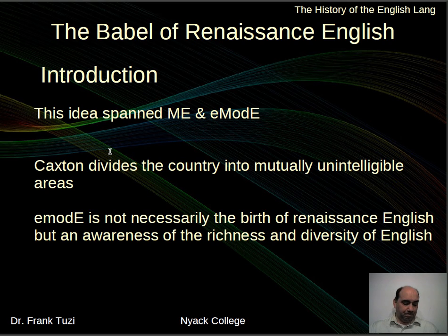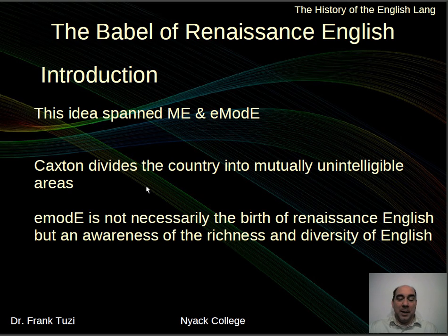Caxton, in his research, divided the country of England into four separate unintelligible areas. The north, the south, the east, and west, or basically the main three would be the north, south, and west. But these were areas where people had difficulty understanding people from a different area.